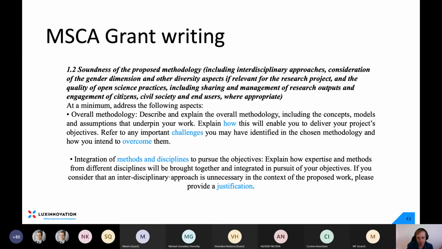1.2, so that's the methods part. Also very important. It will be tricky. There's no golden rule. All disciplines are a bit different here.